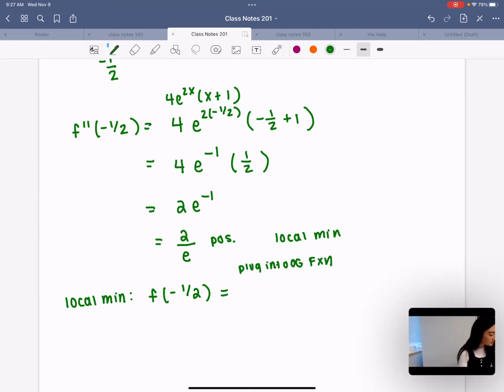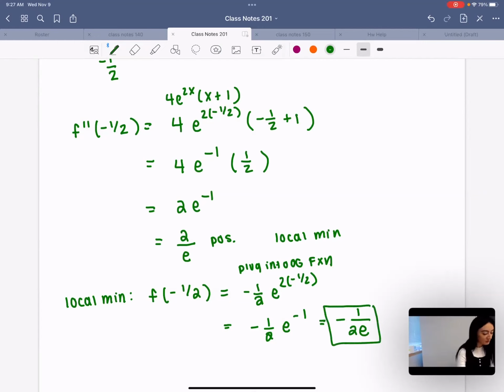My original function is, oh gosh, x e to the 2x. So I'm going to do -1/2 times e to the 2 times -1/2. And that gives me -1/2 times e to the -1, which is -1 over 2e, I think. Is that right? I think that's right, right? Okay, good. Sometimes I doubt myself in my arithmetic and I get a little scared. But this is my local min.